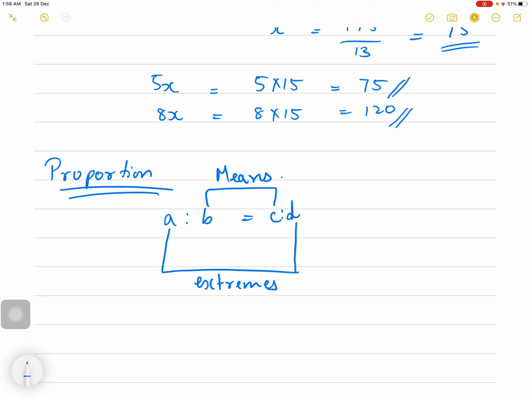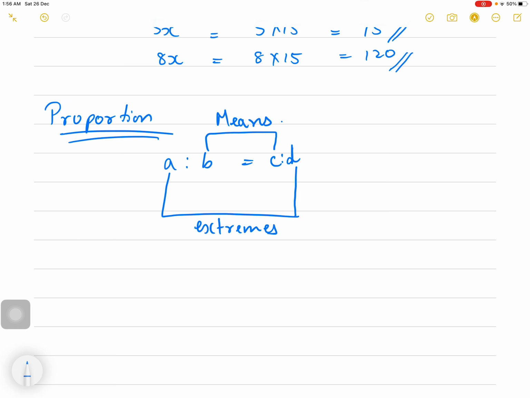Okay, so in every proportion, when A is to B is equal to C is to D, in that case A into D is equal to B into C. So AD is equal to BC. When two ratios are in proportion, in that case AD is equal to BC.